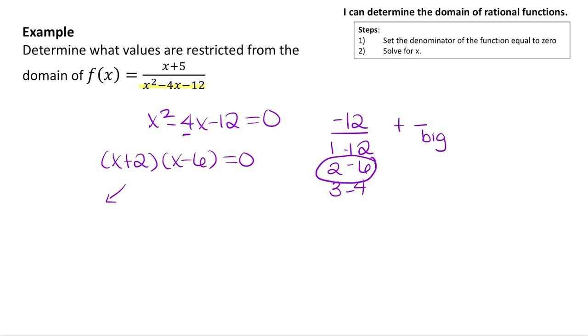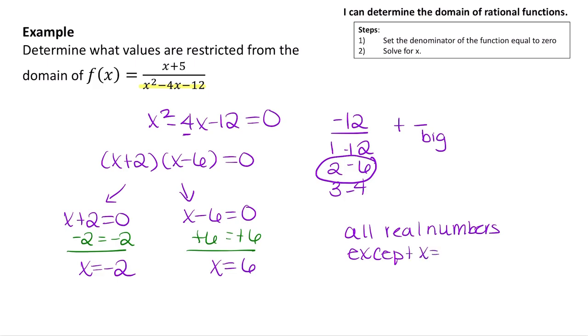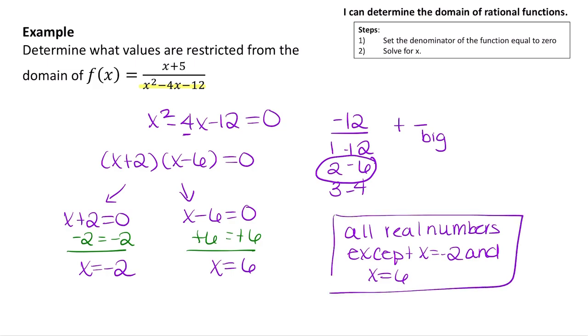Now to solve for x, I need to set each of these factors equal to 0 and solve for x. I just need to solve these two linear equations. Over here, I'm going to subtract 2 from both sides, so that gives me x equals -2. And then over here, I'm going to add 6 to both sides, and when I add 6 to both sides, I have x equals 6. So I would describe the domain of this function as all real numbers except for those two values, okay? So except x equals -2 and x equals 6. That is our domain restriction.